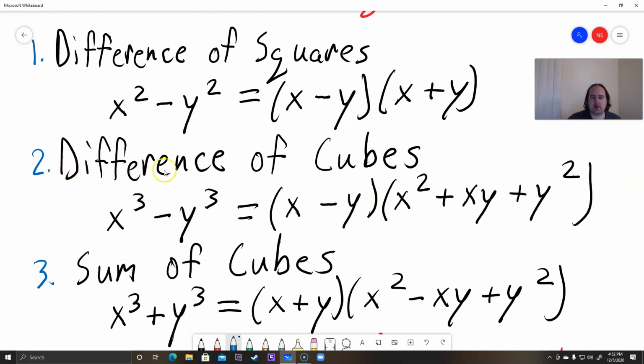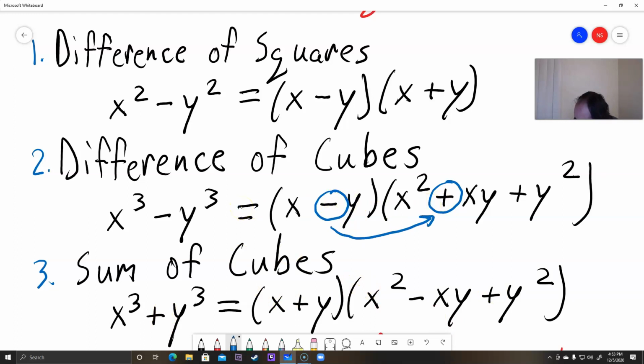Okay, and notice if you're looking at the difference of cubes and the sum of cubes, the only real changes in these formulas is where pluses and minuses go. So if you look at the difference of cubes, you'll notice difference means subtract. So it's x cubed minus y cubed. And for this one, there's an x minus y right there. And then there's a plus right here. So with the sum of cubes, it's almost exactly the same formula. The only change is you switch that plus and that minus.